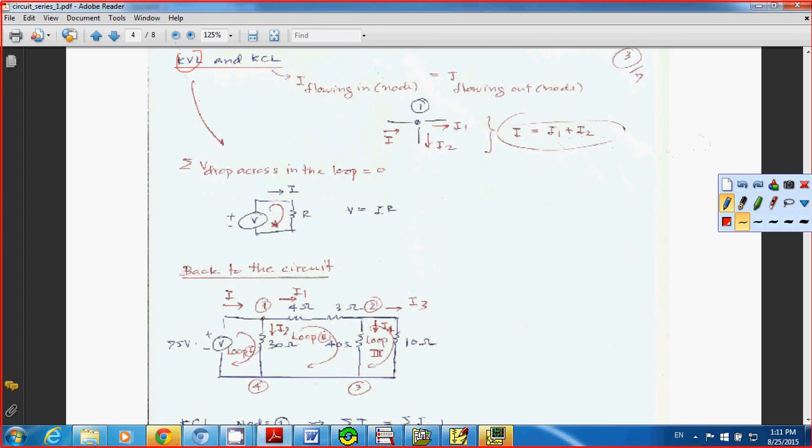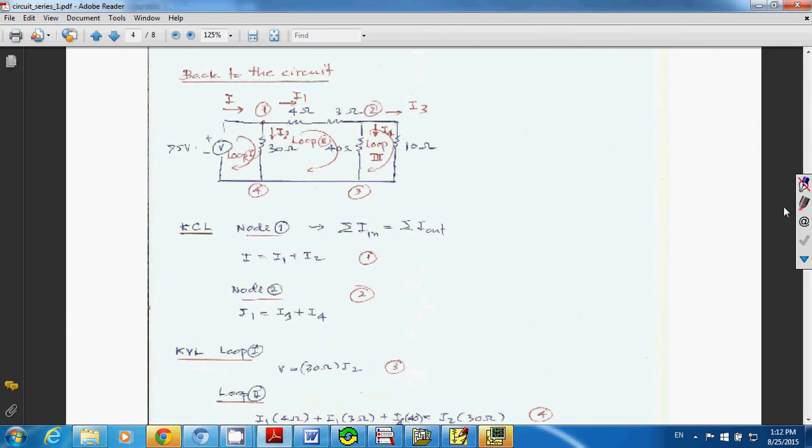And for KVL, the voltage drop across the loop is equal to 0. You consider the current in the clockwise direction. The source voltage equals the voltage drop across the resistor, which is IR, and it depends on how many resistors you have. You have to add them up together and take into account the direction of the current flow that you defined at the first place in the circuit, which you will see later on.